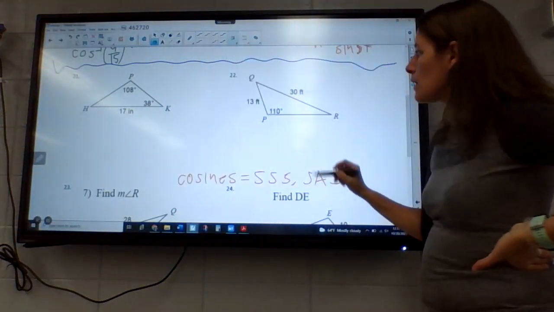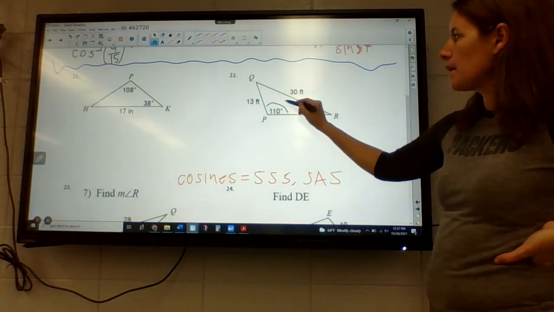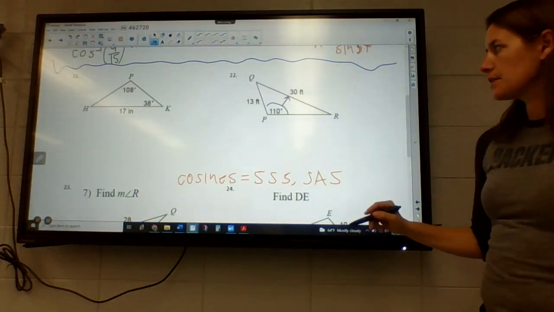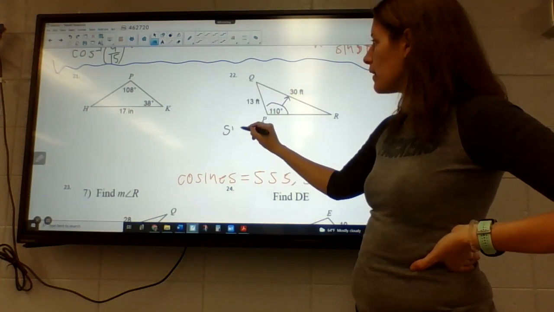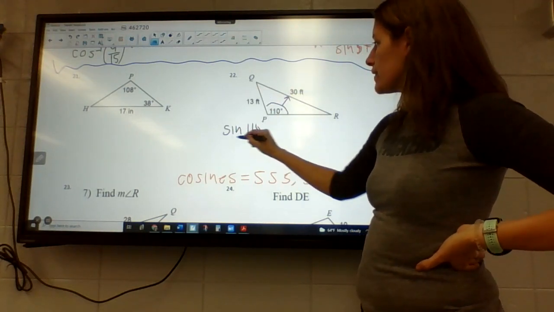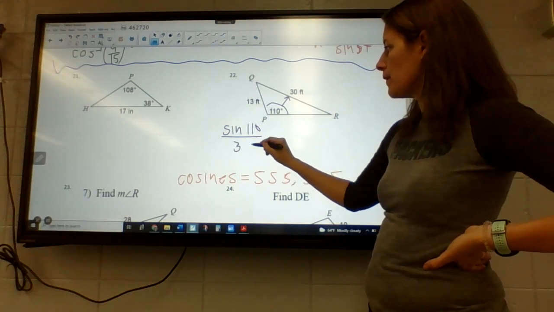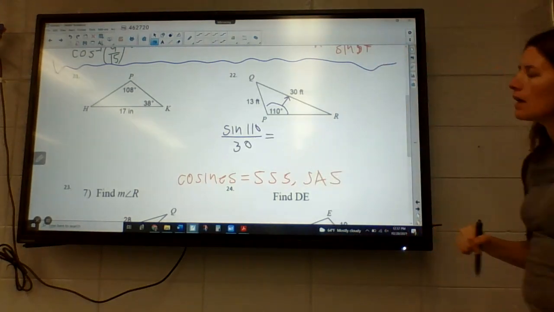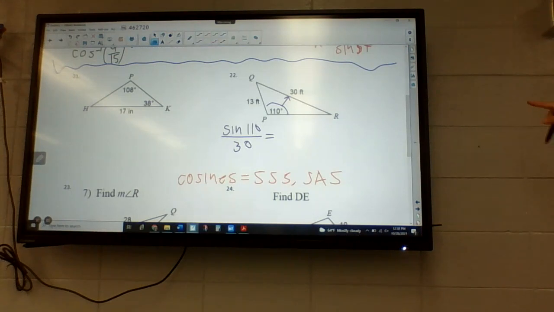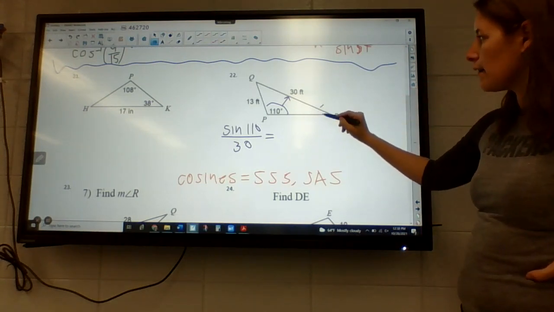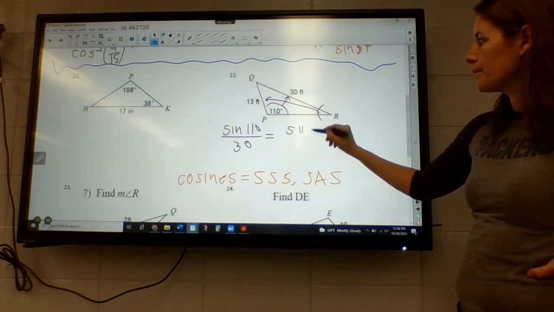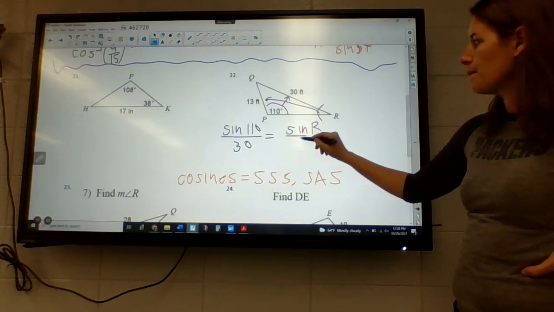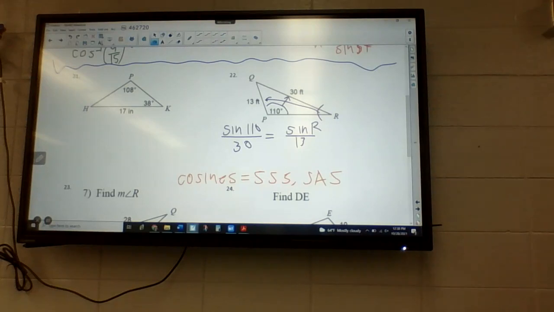All right. So I know 110 here. That's across from 30 degrees. If you don't have law of sines down, it's the sine of the angle over the side that's across from it. And then I have to pick the side I know, so I'm going to use angle R, that's across from 13. Again, if you're getting a really weird answer, either you're doing something wrong or you're in radians.